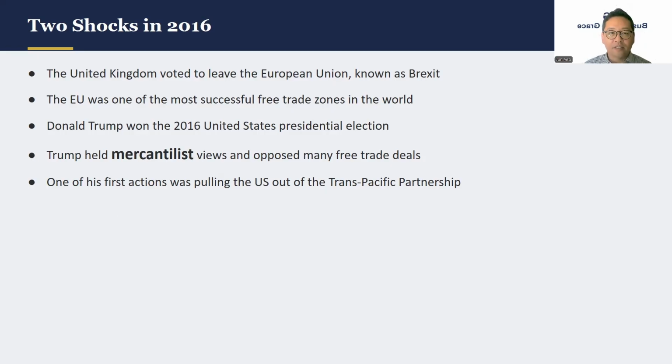One of his very first actions in office was pulling the United States out of the Trans-Pacific Partnership. This was a 12-nation free trade zone that had been close to final approval. It was a striking reversal of prior U.S. trade policy. It was worth noting that Britain, despite voting for Brexit, still generally remained committed to free trade as a broader principle.